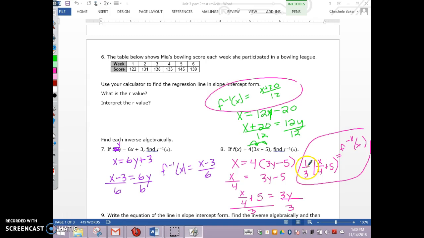I like it just like this because I like to see my opposites. So I like to see that I'm dividing by 4 instead of multiplying by 4. Multiplying by 1/3 instead of multiplying by 3. Adding 5 instead of subtracting 5.